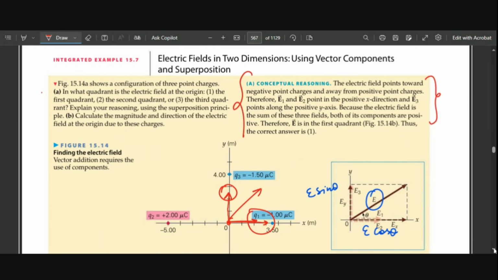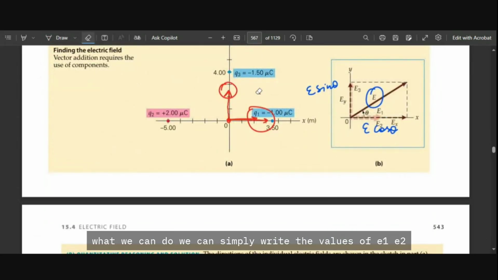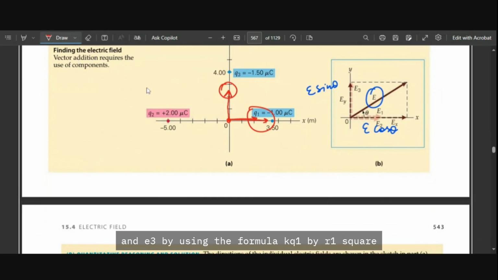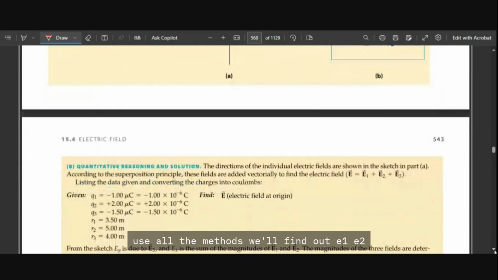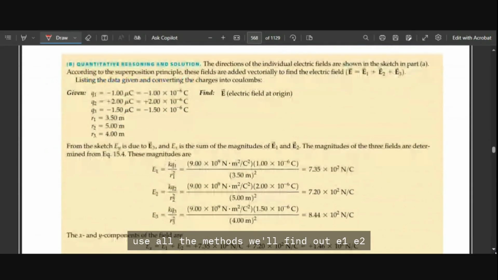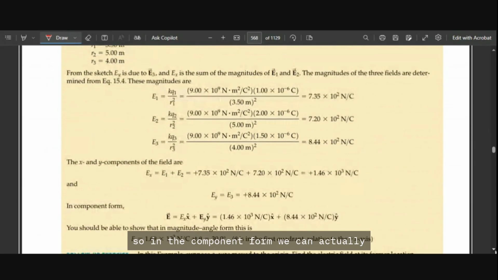So you can read this, and when we have to find the net of these three fields, we can simply write the values of E1, E2, and E3 by using the formula KQ1 by R1 square, KQ2 by R2 square, KQ3 by R3 square. When we add all these, the resultant must lie in this direction, which can be written as E. We will find E1, E2. Then in the x-axis, E1 and E2 must be added. In the y-axis, E3 is there. In component form, you can write the answer in this way.